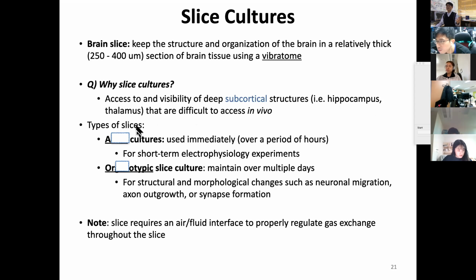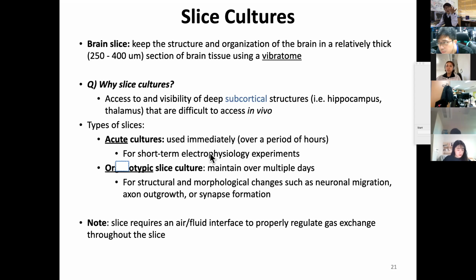Okay, so types of slice, two ways. You cut it in the morning and then you keep it to run your experiment for several hours and throw it out. That's most of the time. In that case it's called acute culture. Use it immediately for short-term electrophysiology experiments. The quality of the slice matters over 90%, some of my colleagues said. So that requires good skill to keep the slice alive.